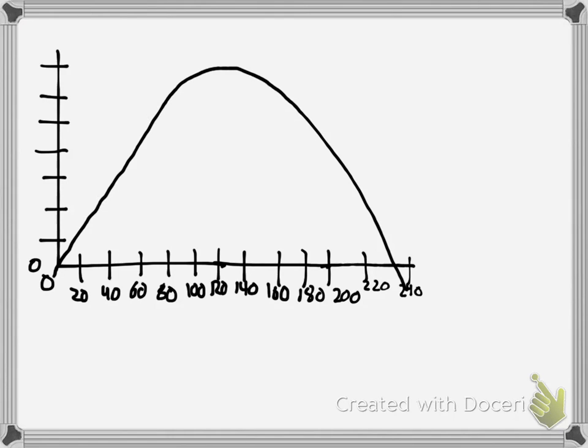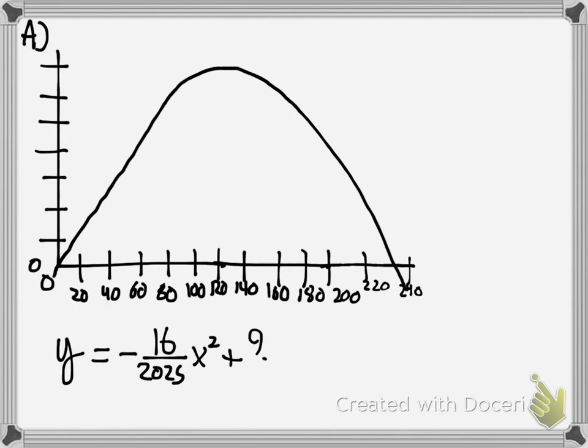arc for the graph that is needed to solve the equation for A, and by doing so we will get this function: y equals negative 16 over 2025 x squared plus 9 over 5x plus 3 over 2. That's how you solve for A.